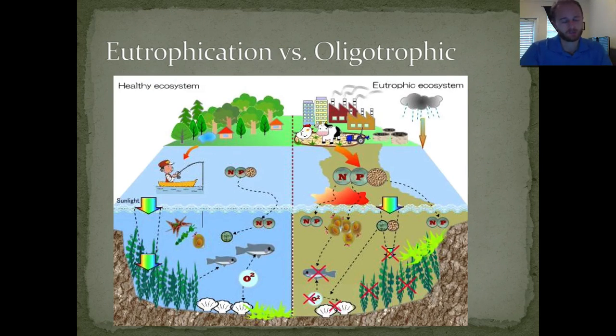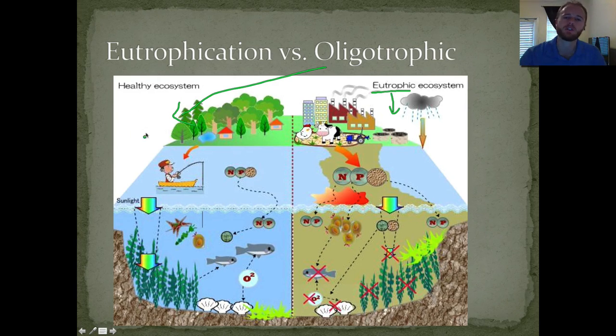What is the difference between eutrophication and oligotrophication? So if we look at this diagram here, which one do you think is eutrophication? Yep, if you said this one, you would be correct. And which one do you think is oligotrophication? Yep, it's a natural healthy one.